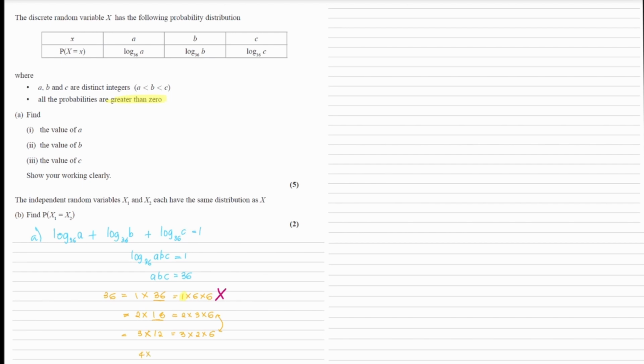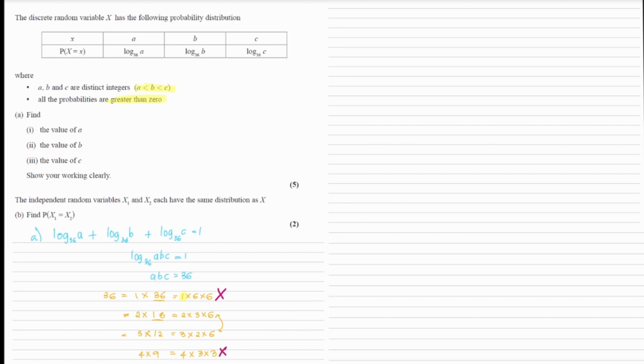Another factor could be 4 times 9. If we further factor our 9, we would have 4 times 3 times 3. Or we could factor our 4 and we could have 2 times 2 times 9. However, both of those would not work, because in the question we're told that A, B, and C are in ascending order. None of them are equal to each other, so that would therefore not work.